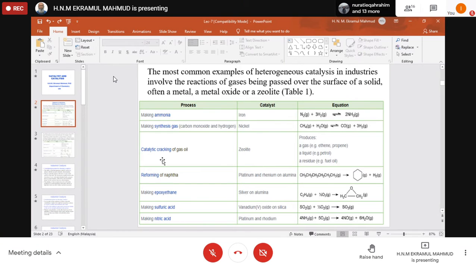Zeolite is used in the refineries. The products are gaseous products: methane, ethane, propane, butane, propene, all the hydrocarbons of low molecular weight, 1 to 4 carbons: methane, ethane, propane, butane, or ethene, propene, butene, right? These are the products from petroleum cracking in the refineries. So this is catalytic cracking of gas oil.